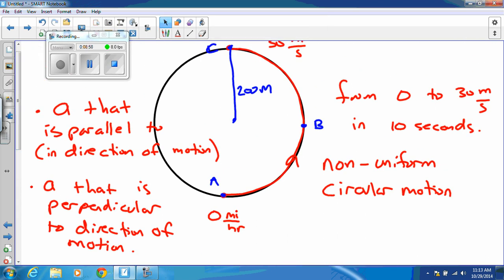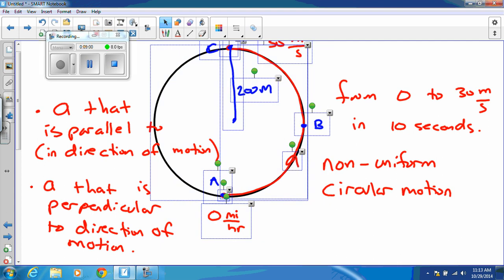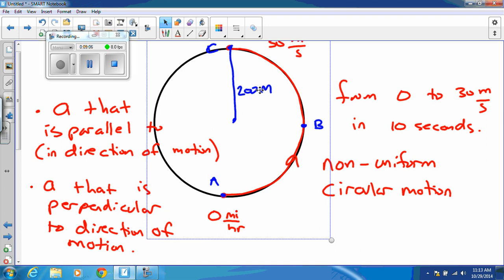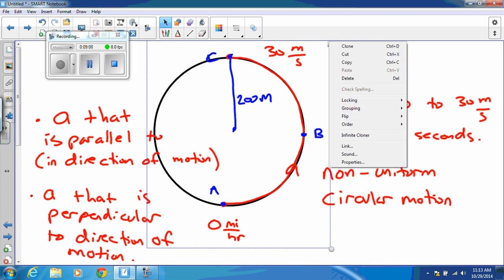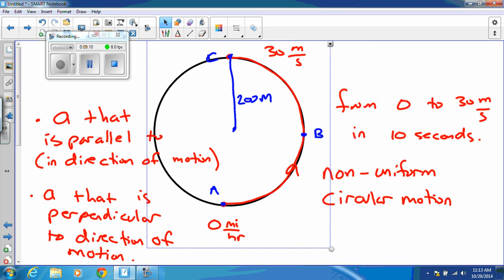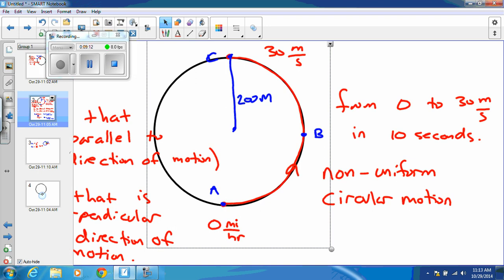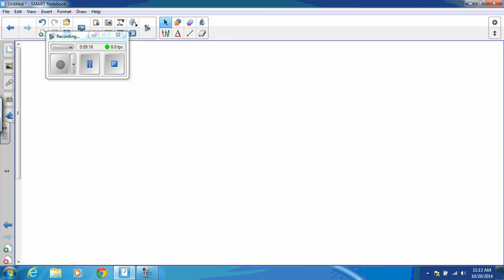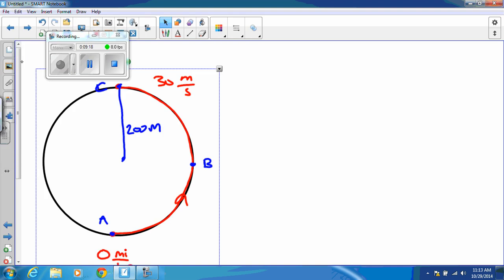I need some space, so I'm going to copy this whole diagram here. Group it, and copy it, and paste it. There we go.